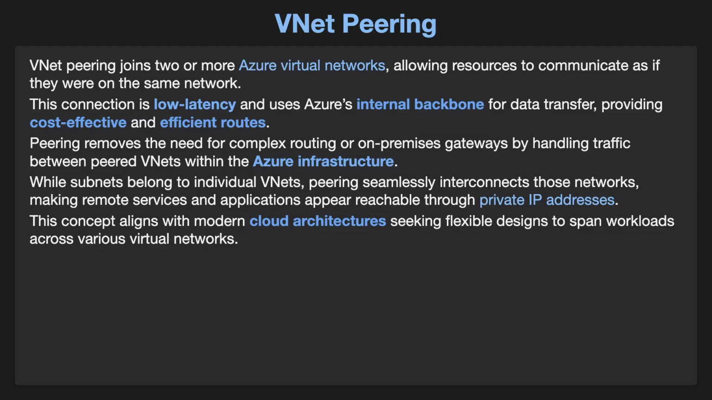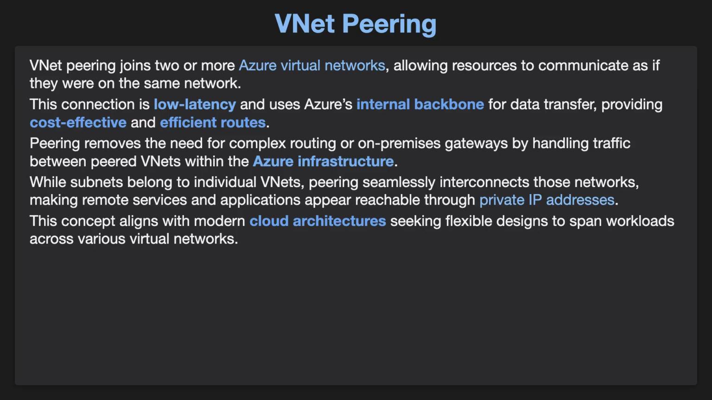VNet peering joins two or more Azure virtual networks, allowing resources to communicate as if they were on the same network. This connection is low latency and uses Azure's internal backbone for data transfer, providing cost-effective and efficient routes. Peering removes the need for complex routing or on-premises gateways by handling traffic between peered VNets within the Azure infrastructure.